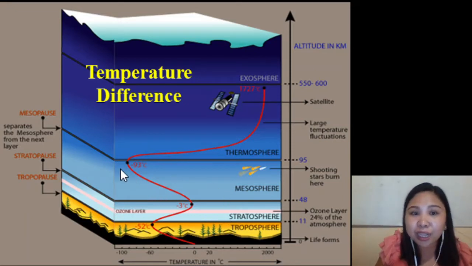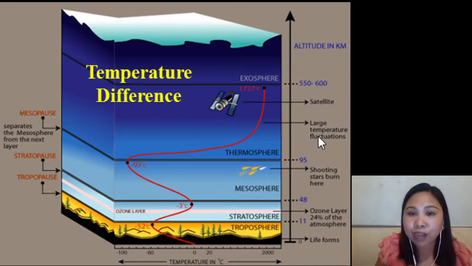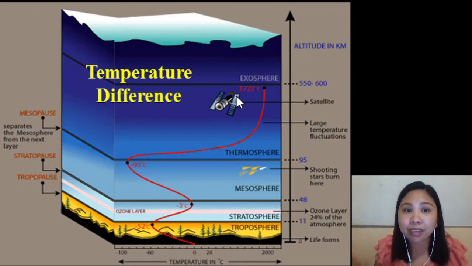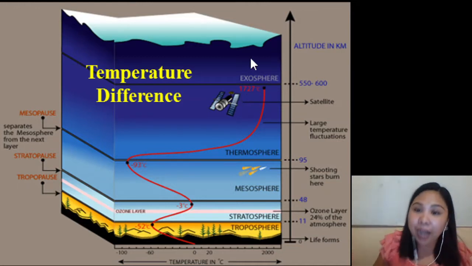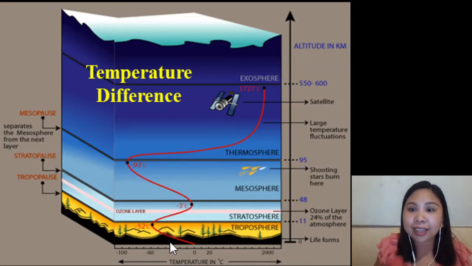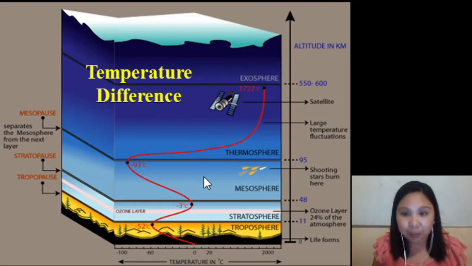And then, pagdating ng thermosphere, there is a sudden, large temperature fluctuation. Sabi ko nga kanina, from the word thermo, umiinit po dito sa part na ito. Okay? So, hanggang makarating ng exosphere, that is 1,727 degrees Celsius. So, yun po, class, ang basihan ng pag-divide ng ating atmosphere. Of course, our scientists studied this. So, meron silang mga basis kung bakit nila dinivide yung ating atmosphere.